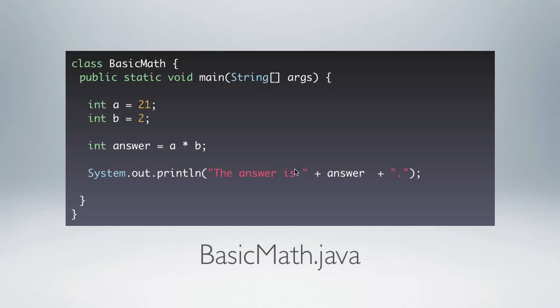Notice we see one new thing here, which is we have strings, and we're concatenating, we're adding on our answer into this string using the plus operator. And so that's actually creating a new string that will show what the answer is. So this would say, all right, the answer is 42.